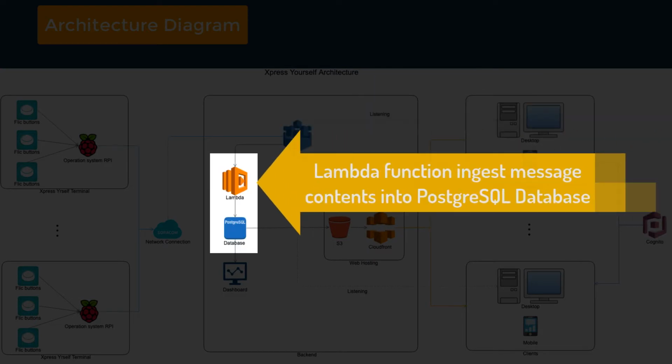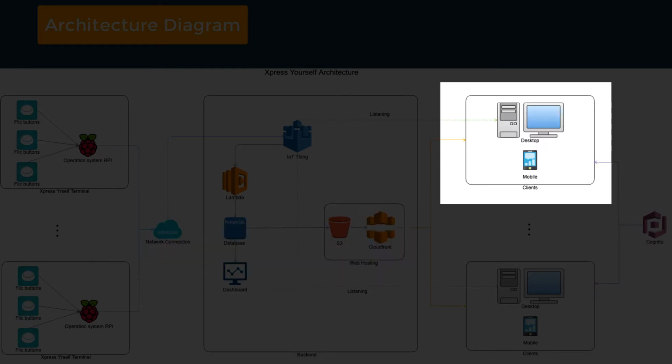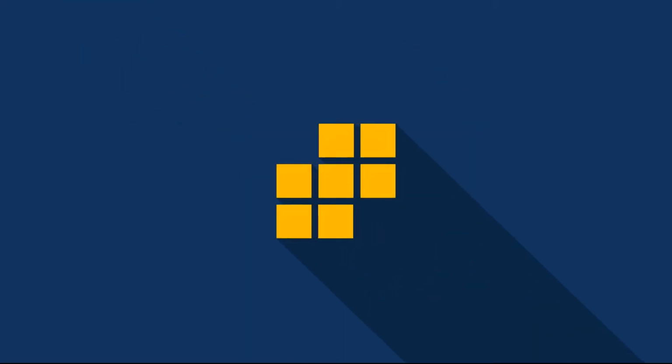AWS infrastructure consists of IoT Core and Lambda functions that ingest data into a PostgreSQL database. The dashboard pulls data from the database. CloudFront delivers content to web and mobile clients.